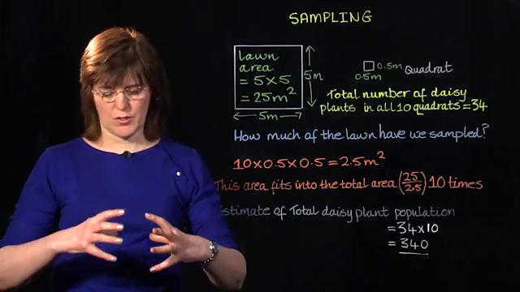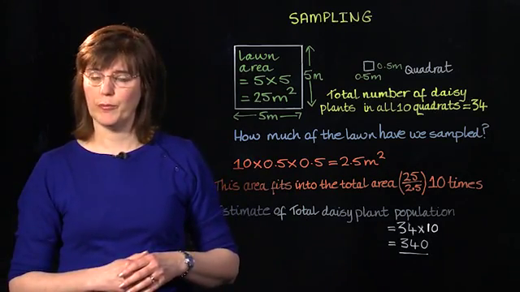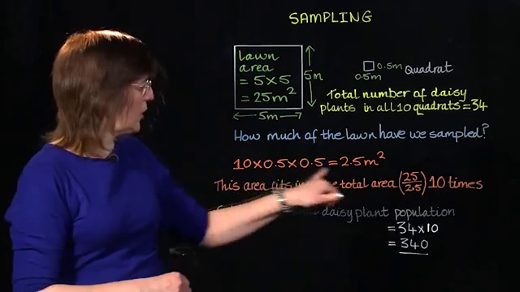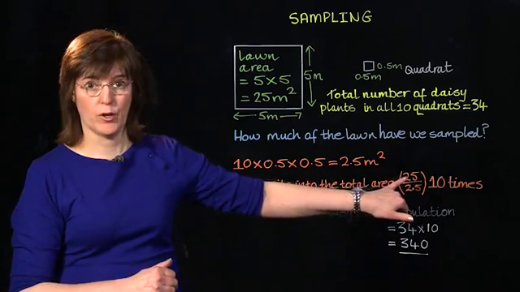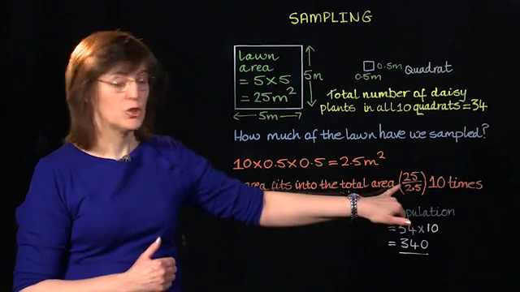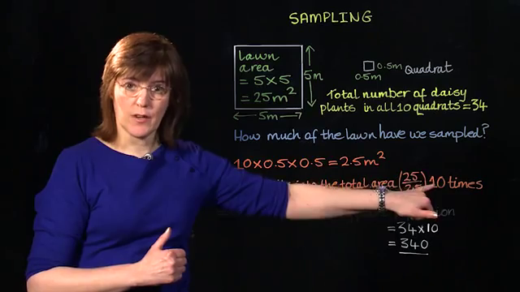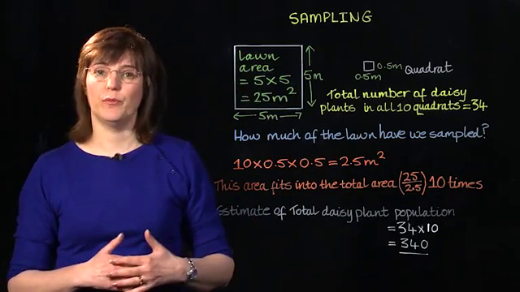So how many times does our sample area fit into the total area of the lawn? We can calculate that by dividing the total area of the lawn, 25 metres squared, by the area we sampled, 2.5 metres squared. It would have fitted 10 times into that area of the lawn.